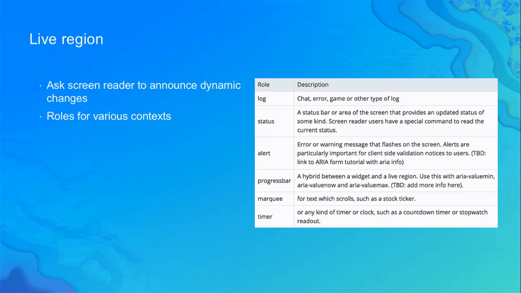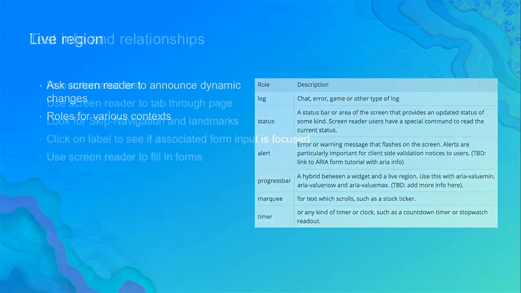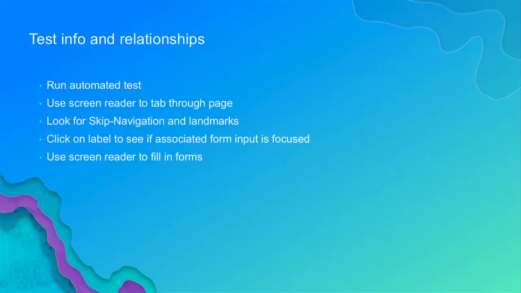There's various different kinds. I have a table there showing the different roles that you can associate with a live region. And we'll see this in action in a minute, but you can do it for timers and progress bars, alerts, and just status updates. So there's a lot of information in that ARIA doc on live regions. I will say they can be kind of fussy to use and kind of fussy to get right, but it's useful.